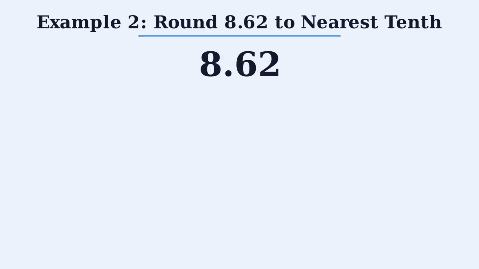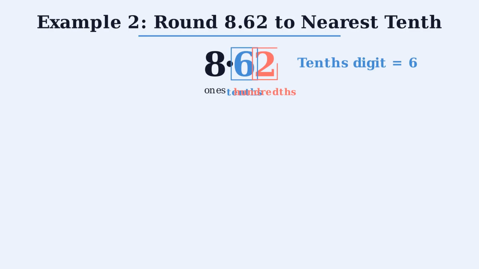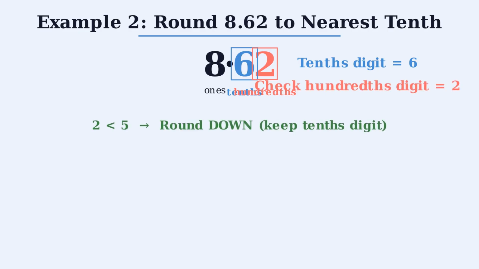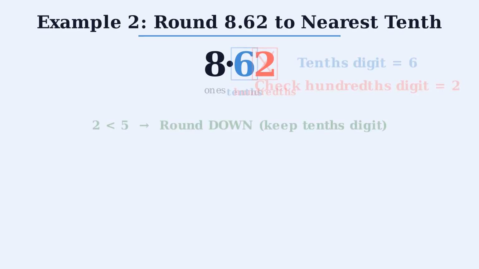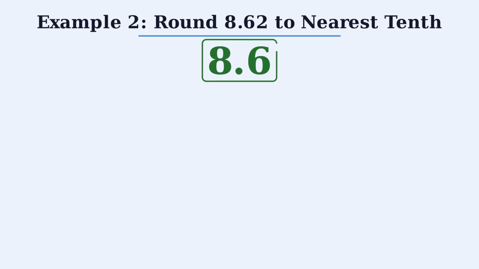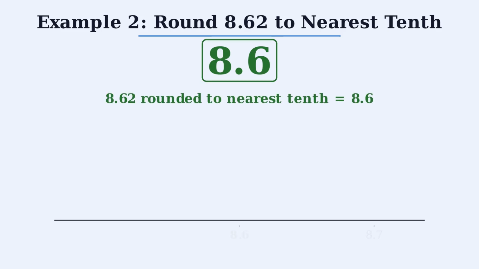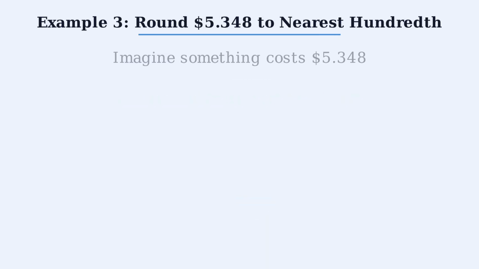This time we're rounding 8.62 to the nearest tenth. The tenths digit is 6. Now we check the hundredths digit. It's 2. Since 2 is less than 5, we round down, which means we keep the tenths digit exactly the same. We just drop the 2. So 8.62 rounded to the nearest tenth is 8.6. Notice we dropped everything after the tenths place. On the number line, 8.62 is much closer to 8.6 than to 8.7. Makes sense, right? Now let's practice rounding to the nearest hundredth, and we'll use a money example.